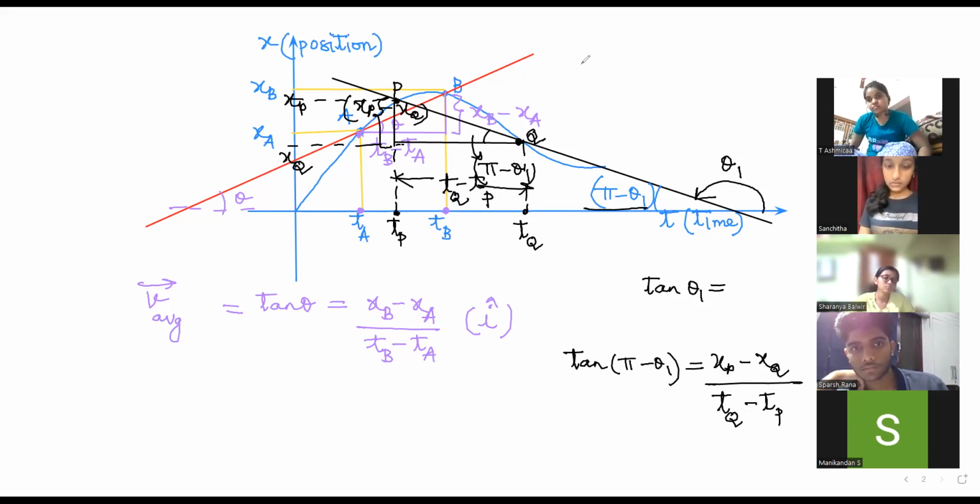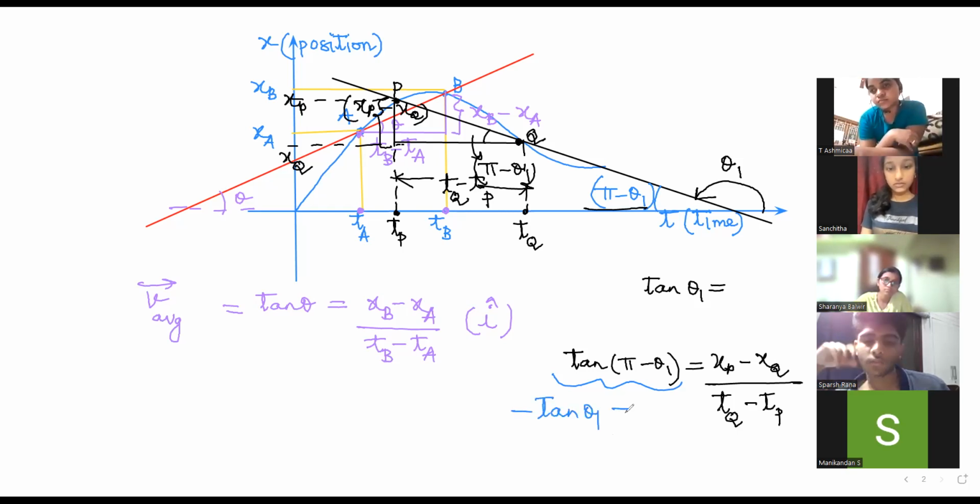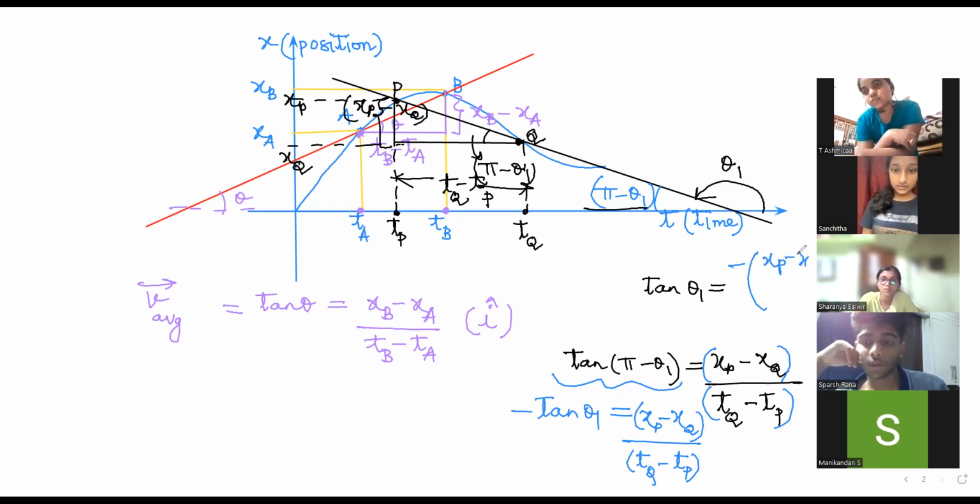Okay. Now comes what? This is what? Tan of pi minus theta 1. So what is tan of pi minus theta 1? It's minus tan theta 1, right? And these two values are positive only. Understood or not? So is it a negative velocity or a positive velocity now? You can easily say that it is minus of XP minus XQ upon TQ minus TP.